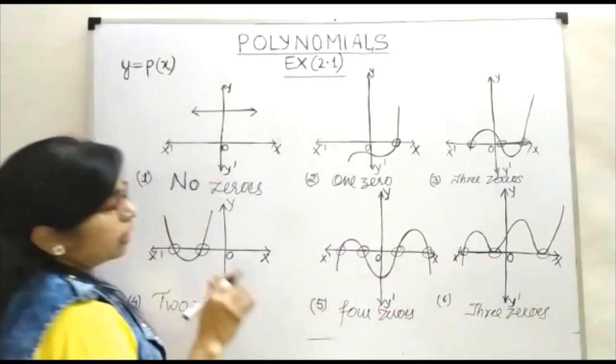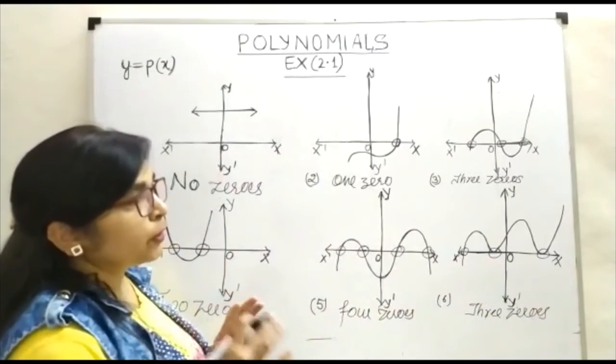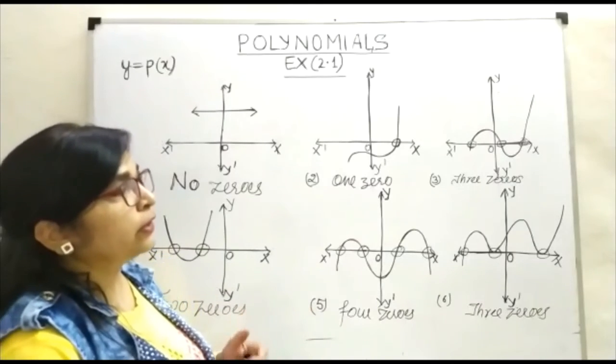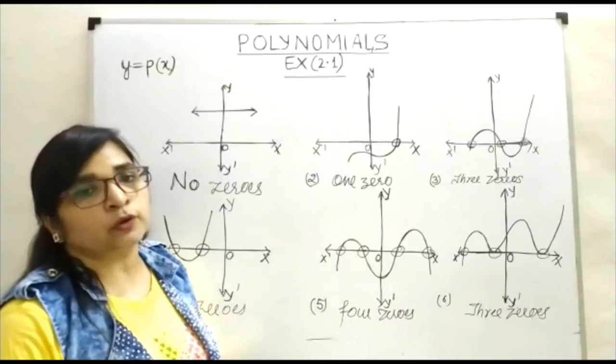So this is the way how we see, when the graph of the polynomial is given, how it intersects the x-axis. Accordingly we find the number of zeros. Thank you.